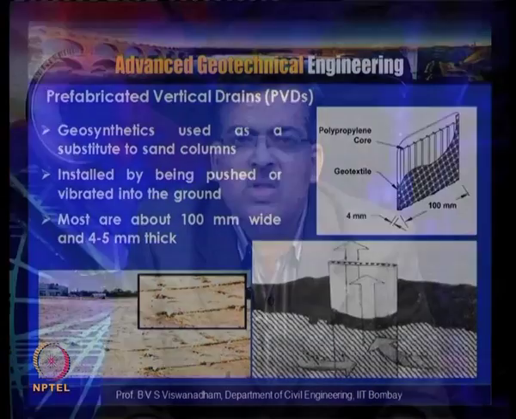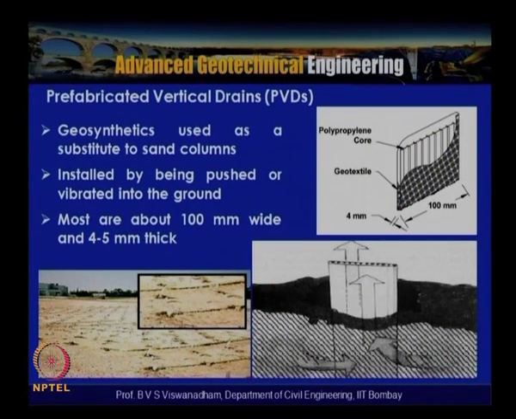Suppose the geotextile which is selected does not have adequate pore sizes, and the pores are large, there is a possibility that the clay enters and the prefabricated vertical drain channels get blocked. Then the efficiency of the drains gets affected, and subsequently the consolidation gets affected. Mostly they are about 100 mm wide and 4 to 5 mm thick, and they come in rolls, and they are installed in the ground from the drainage blanket as shown.